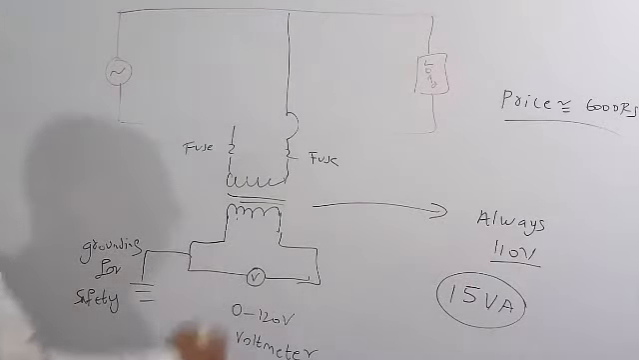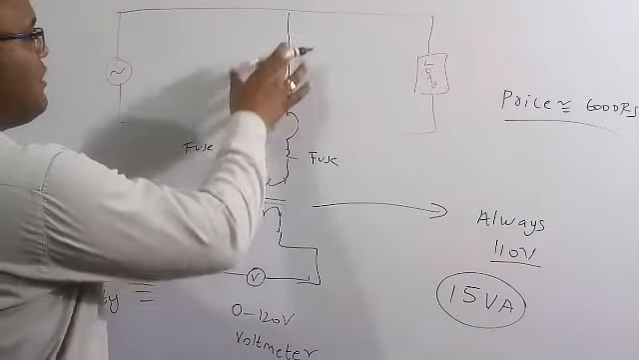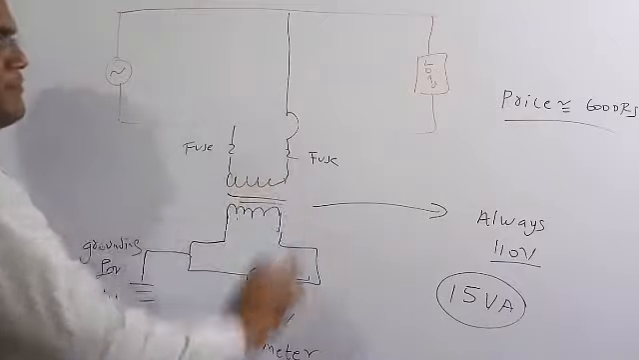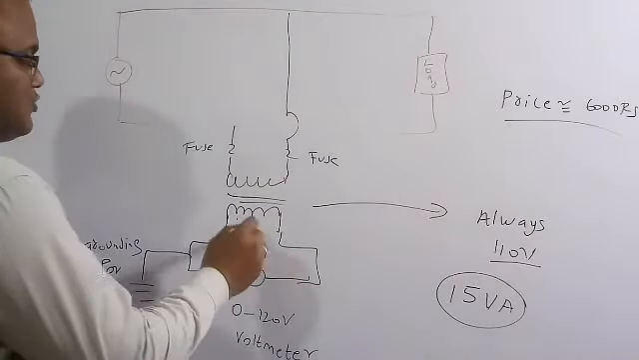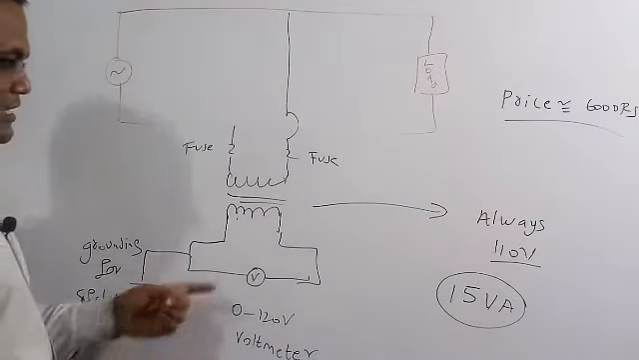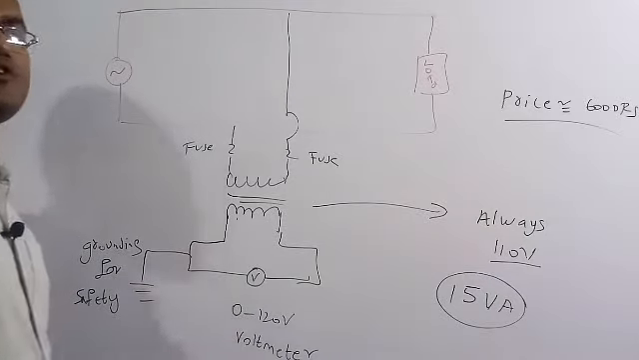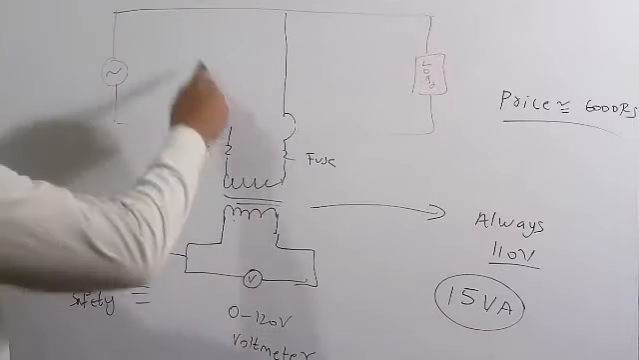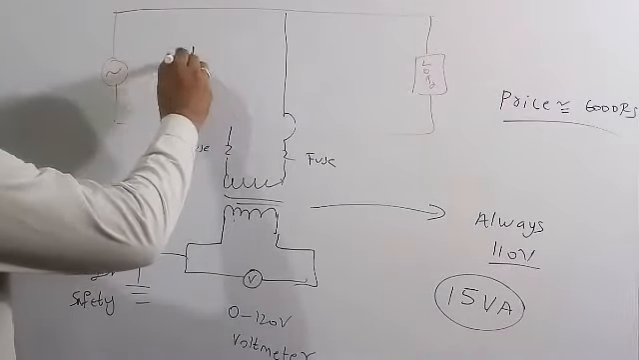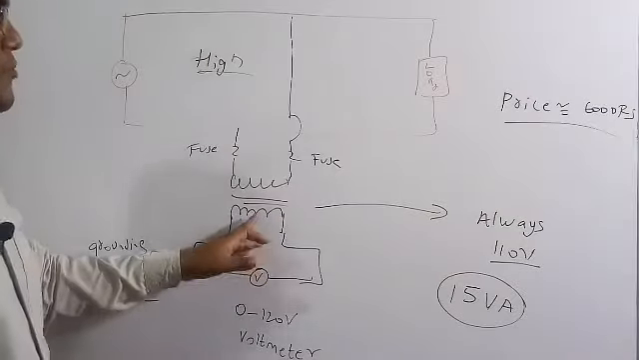So therefore, this is a fuse. Across this is a fuse. Now I am going to take the two terminals across the primary of the potential transformer. So the secondary is going to be connected to the voltmeter. This voltmeter is going to give 0 to 120 volts, but this voltage will be very, very high. So this high voltage is reduced by this potential transformer.